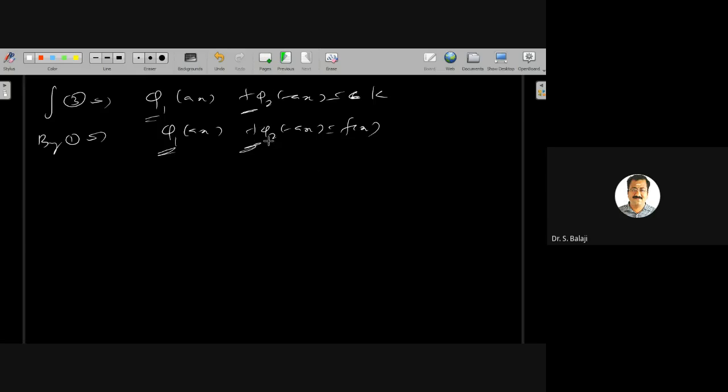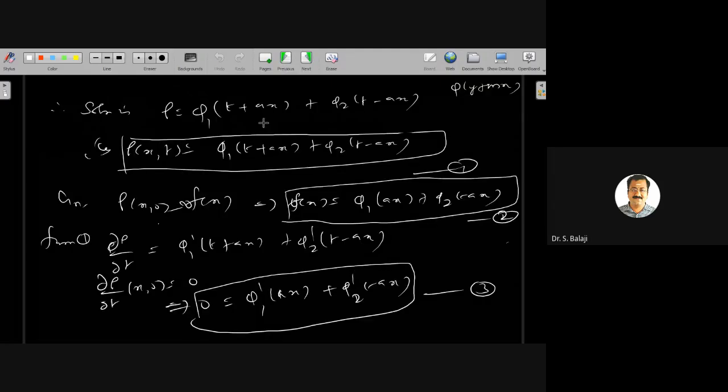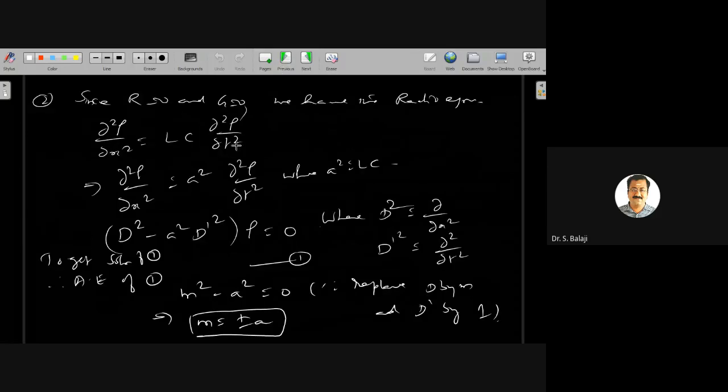Both represent the same, but here k and here f of x. So we cannot get pi 1 and pi 2 exactly. For that purpose, we have to change the equation here. Dou square rho by dou x square equal to LC, you have to change. Instead of a square equal to LC, you have to take a square equal to 1 by LC in order to get that negative value.